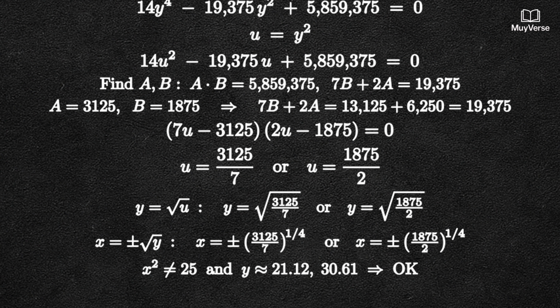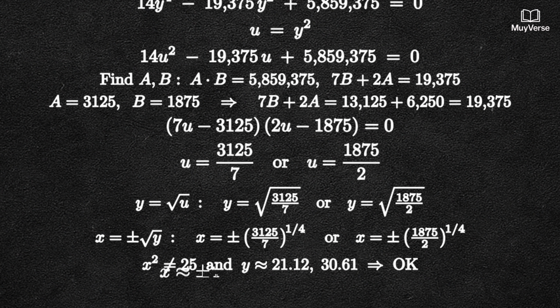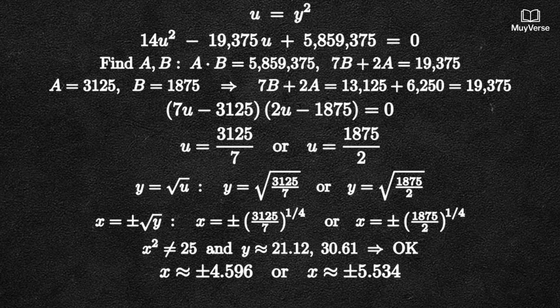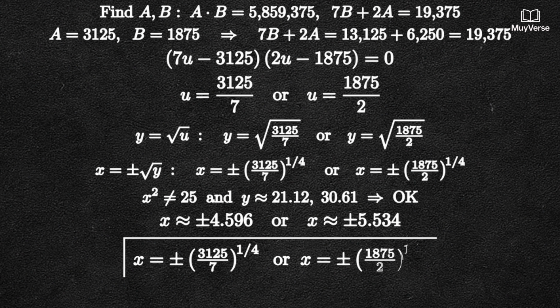Our y values are approximately 21.12 and 30.61, so neither equals 25, and the denominators are non-zero. For a simple real summary, the solutions are approximately plus or minus 4.596 and plus or minus 5.534. Final answer: 4 real solutions.